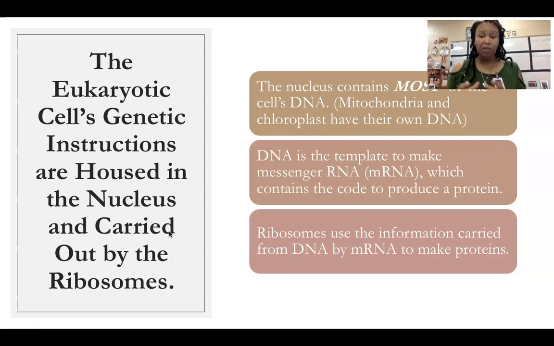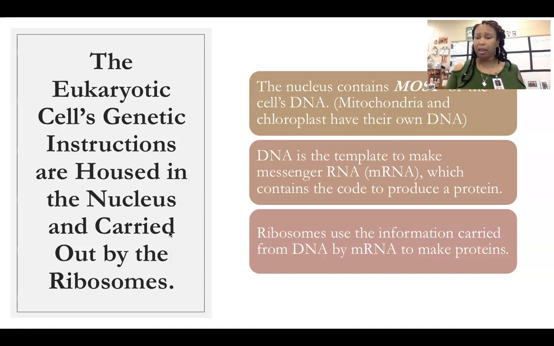Now, most of the cell's DNA is going to be found in the nucleus, but mitochondria and chloroplasts have their own DNA. That's why we can't say all. So in organisms that have mitochondria, they're going to have additional DNA in the mitochondria, which coincidentally is the maternal DNA. And organisms that have chloroplasts, I can't think of the name of it. It's the algae. That's it. Some green algae and plants have chloroplasts, and chloroplasts also have their own DNA.